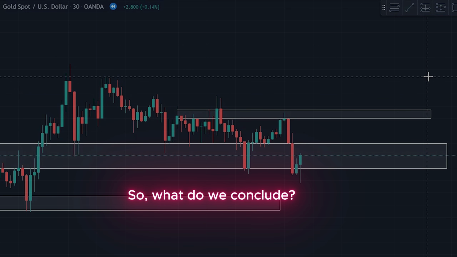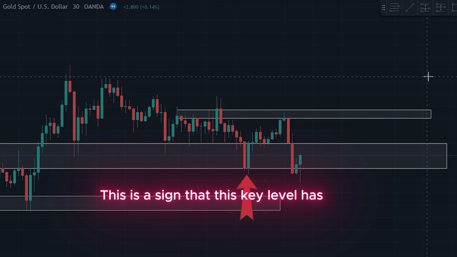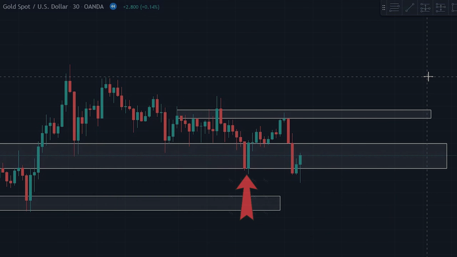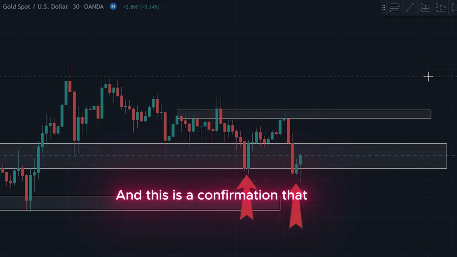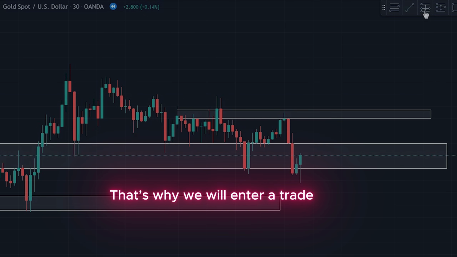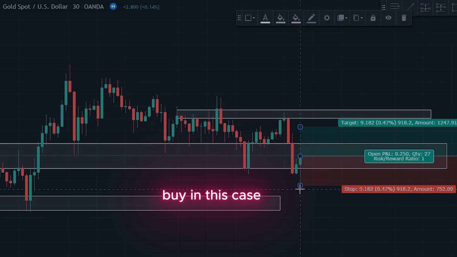So, what do we conclude? This is a sign that this key level has the potential to hold the price, and the trend might reverse. And this is a confirmation that the initial sign was correct. That's why we will enter a trade. Buy in this case.